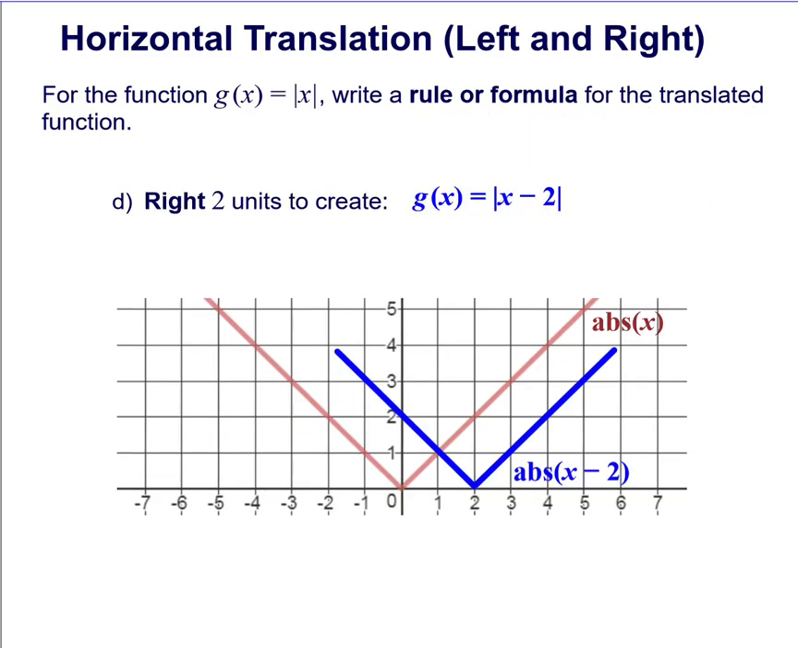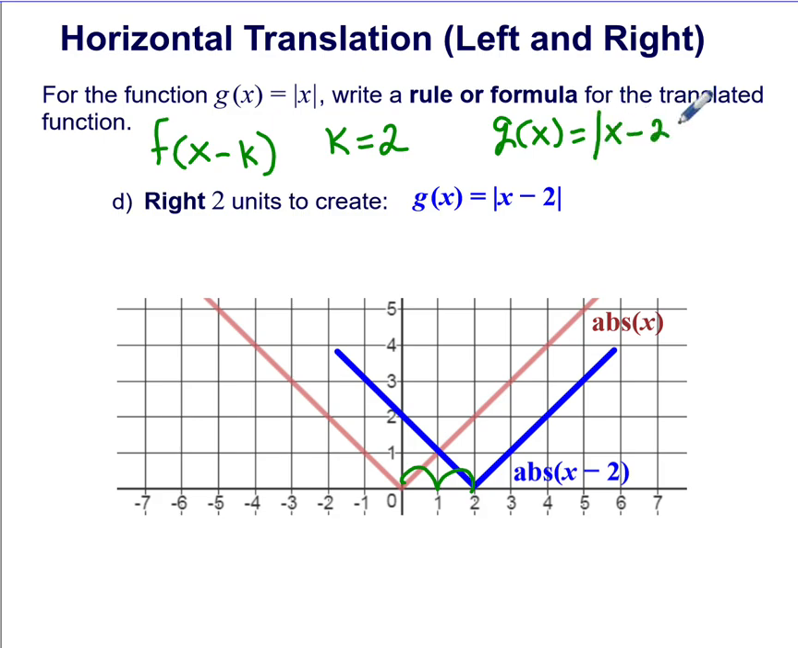In our fourth and final example, we are going to translate the original graph to the right 2 units. So this is the original. We're going to go to the right 2 units. Remember that in general, a horizontal translation is f of x minus k. In this case, since we're going to the right 2 units, k is equal to positive 2. So our translated function is g of x, which is the original function, absolute value of x, minus k, where k is equal to 2. So our final rule is g of x is equal to the absolute value of x minus 2.